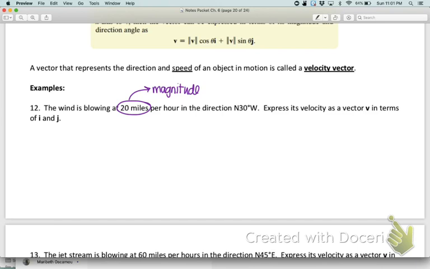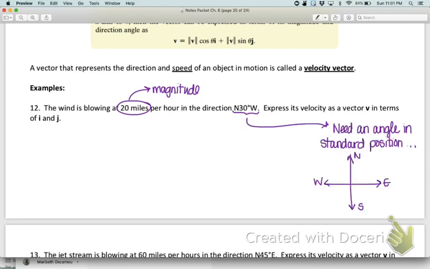Okay. Then they gave us this value here. Now, this is a bearing. And remember, bearings are measured differently than angles in standard position. So we have to think about how we can get the correct angle for theta, because it might be 30 degrees, but it also might not be. So let's take a look at that.